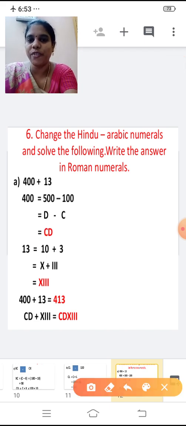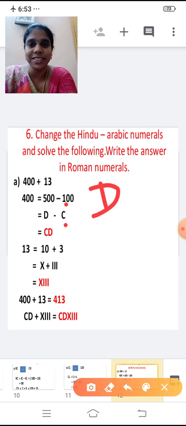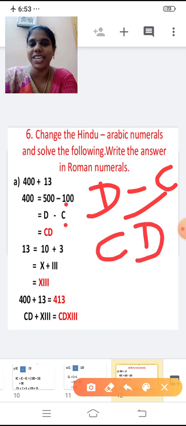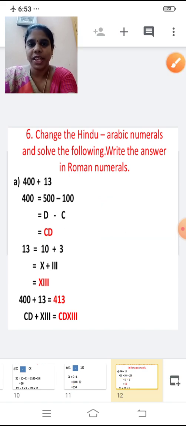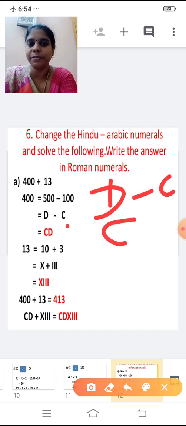What is the Roman numeral for 100? C. When will you subtract the Roman numerals? If the smaller one is placed before the larger one, right? So, CD. So, the Roman numeral for 400 is CD. So, I am writing 400 as 500 minus 100. Roman numeral for 500 is D. And Roman numeral for 100 is C. Now D minus C, how will you write? CD.